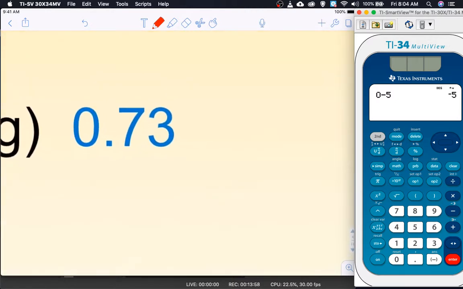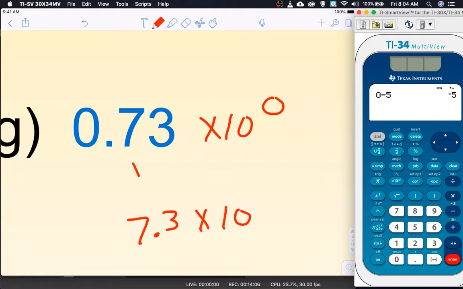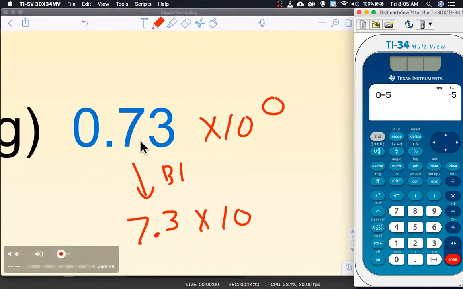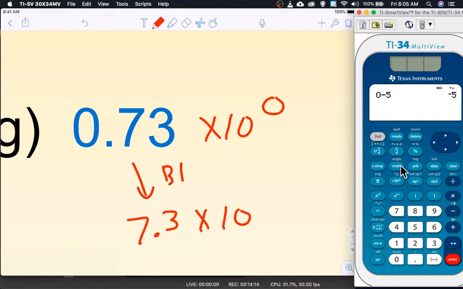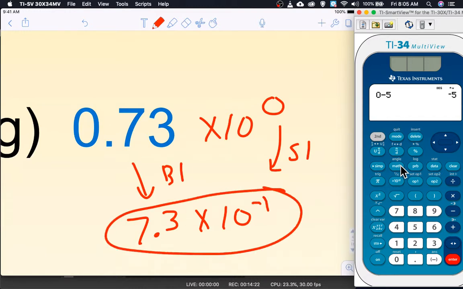All right, letter G. You added a times by 10 to the 0. You made this a 7.3. This piece got bigger by 1 place. You move the decimal 1 time. And that means your exponent is going to get smaller by 1 place. -1. Done.